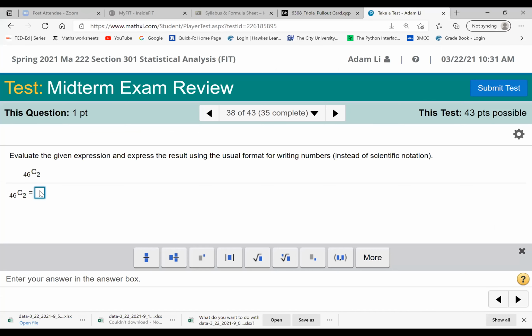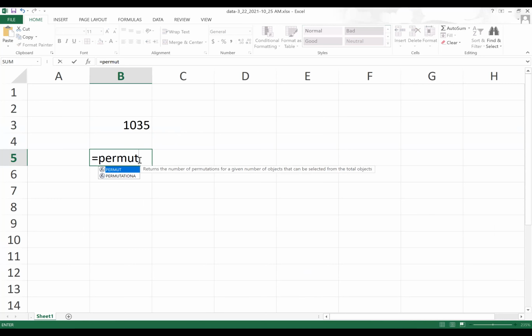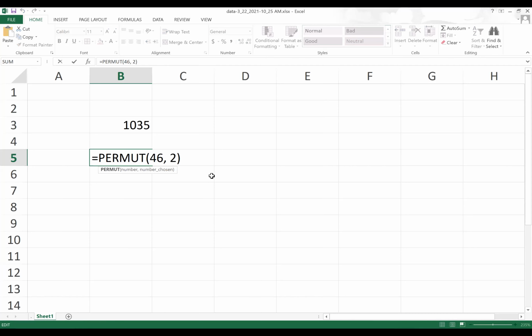So the answer is 1035 for that. And in Excel, can you also do the ones where order does matter? Yeah, of course. If it is permutation, meaning the same condition, PERMUT means permutation. So 46 picking 2, right? That should be this, 2070. Because we rearrange those 2 people, you have 2 ways to rearrange it, so double that.